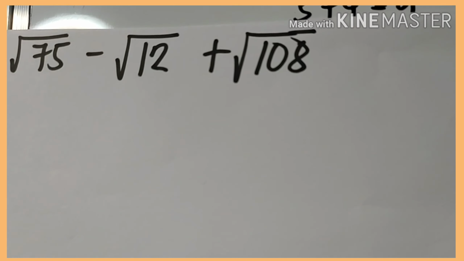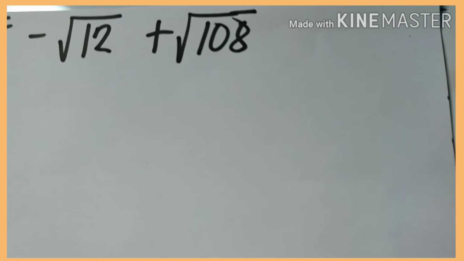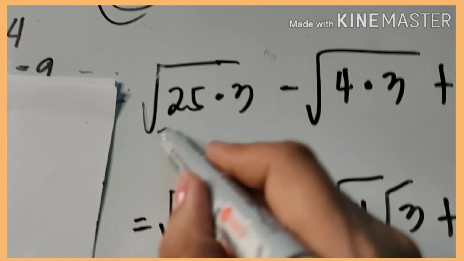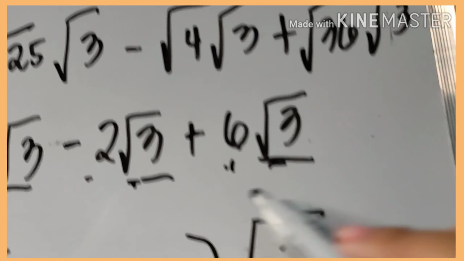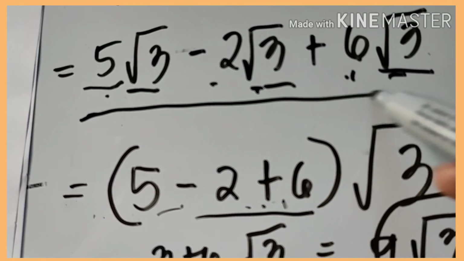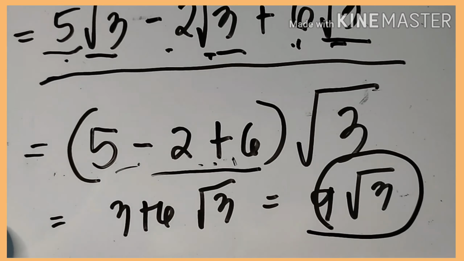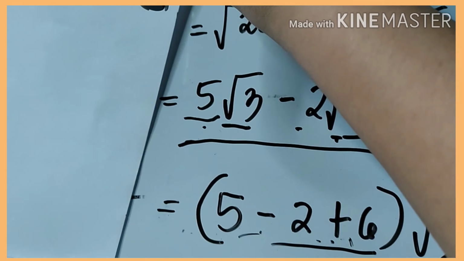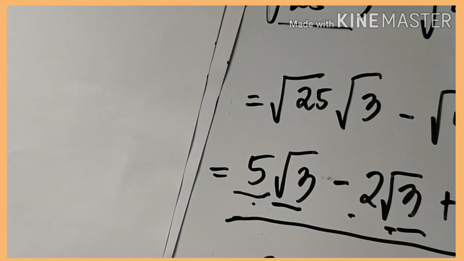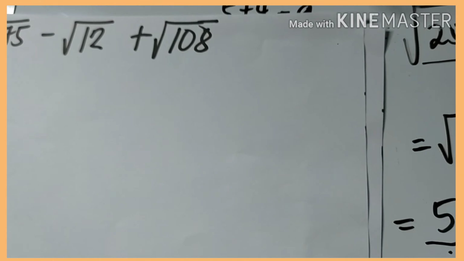Square root of 75 minus square root of 12 plus 108. So what we're going to do is just factor each radicand in order for you to get the like terms or like radicals, and then simply add the numerical coefficients to get your answer. So that's how we're going to do the operations of radicals. So now let's go to another example.